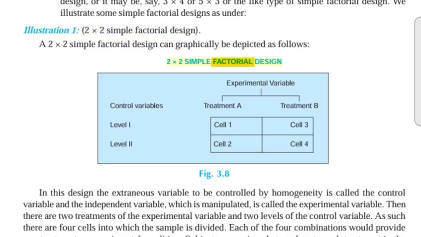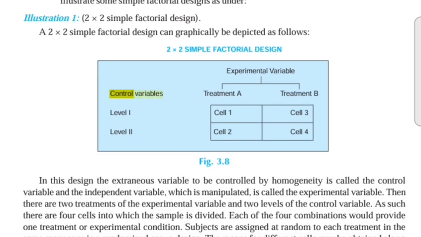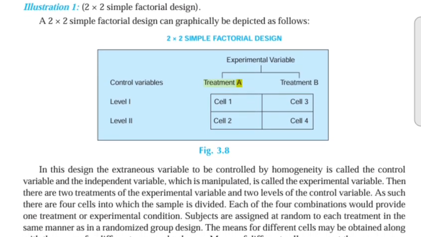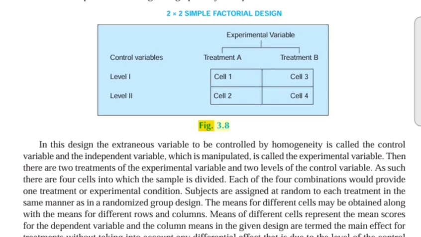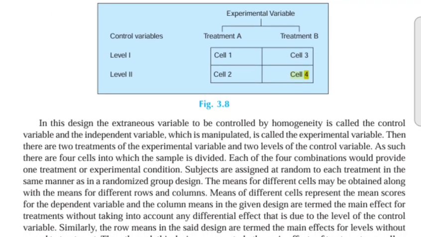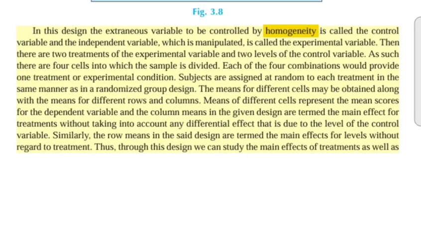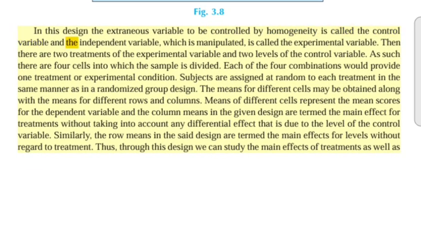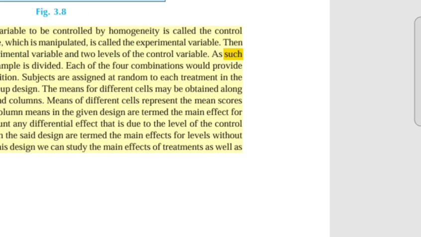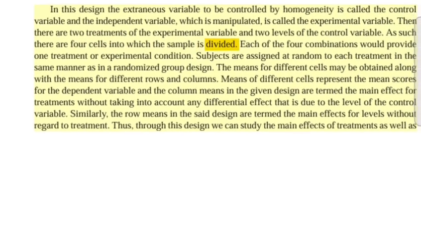2x2 simple factorial design: experimental variable, control variables, level 1, level 2, treatment A, treatment B, cell 1, cell 2, cell 3, cell 4. Fig. 3.8. In this design the extraneous variable to be controlled by homogeneity is called the control variable and the independent variable, which is manipulated, is called the experimental variable. Then there are two treatments of the experimental variable and two levels of the control variable. As such there are 4 cells into which the sample is divided.